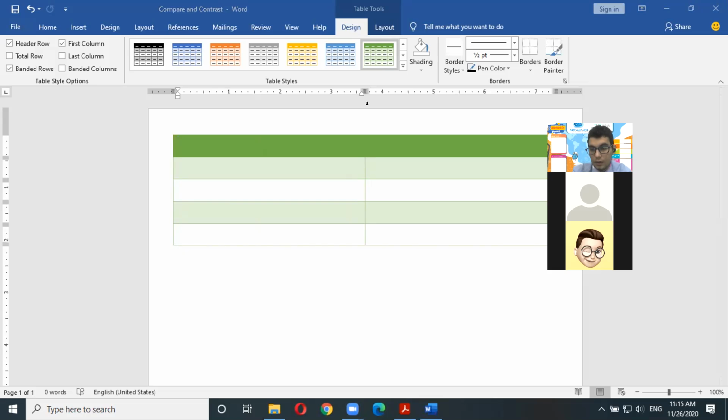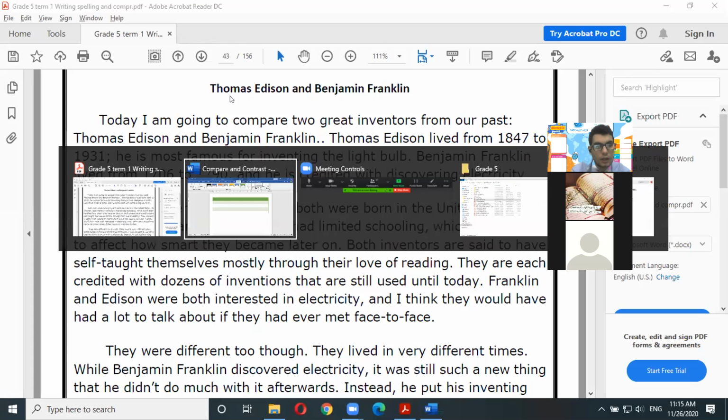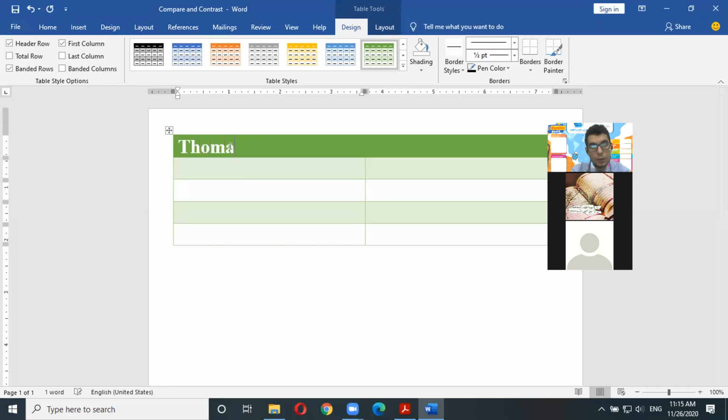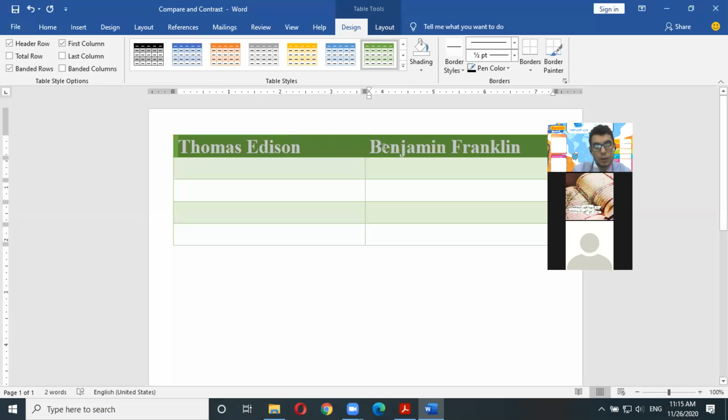Now, Khalid, Walid. Hello, mister. Hello, Khalid. How are you doing? Khalid, here we're going to compare what and what and contrast what and what. We are comparing Thomas Edison and Benjamin Franklin. So we're going to write them here, right? Thomas Edison and Benjamin Franklin. And we're going to click Control and E to make them in the middle.